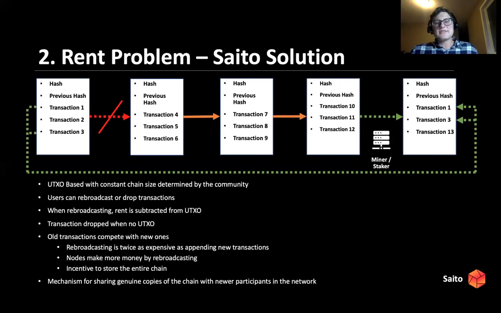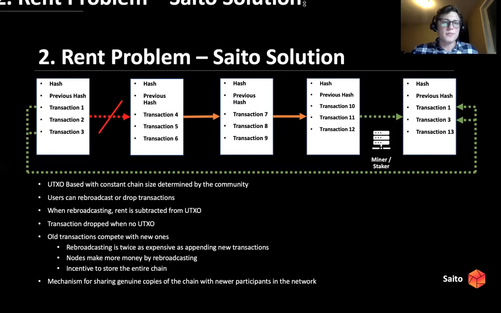So first things first, Saito is a UTXO-based blockchain, meaning it's just like Bitcoin, where every transaction has an output. So if I were to send Bitcoin to a friend of mine, then we could see that one of those transaction outputs would be directed towards my friend. And one of those transaction outputs, the remainder of the Bitcoin that I have, would be directed back to myself. And transactions also have inputs, and inputs are really just pointers to sets of UTXO.